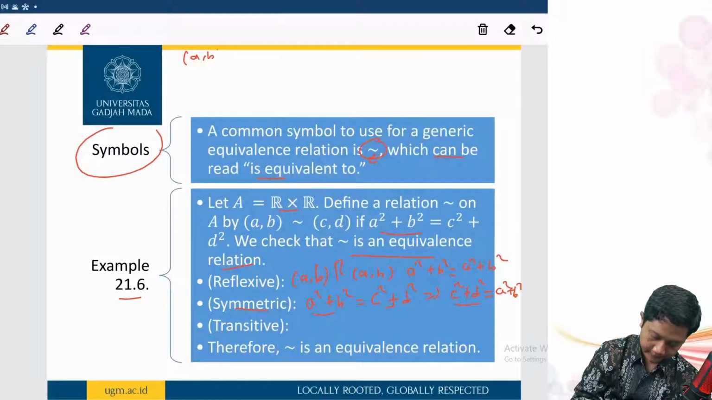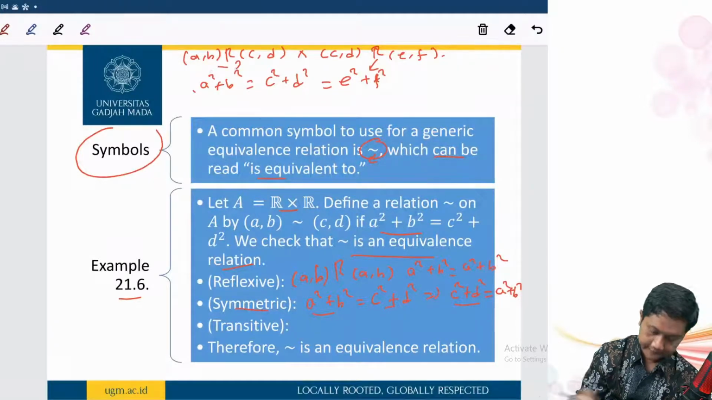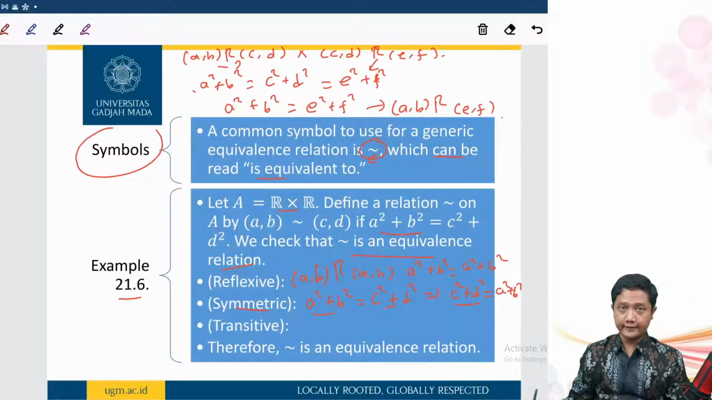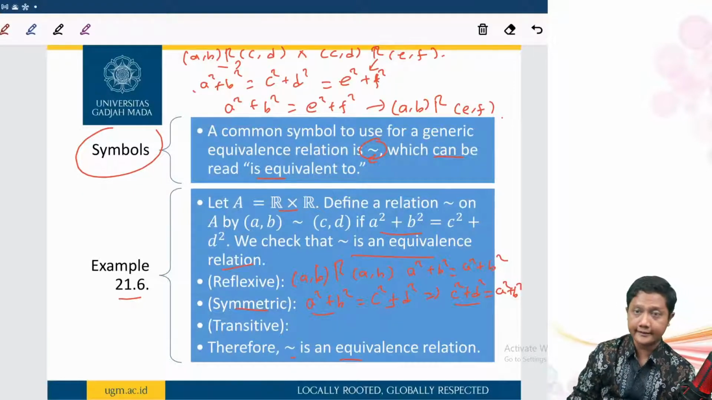So I have (A, B) related to (C, D), and (C, D) related to maybe (E, F). Okay, so I have here A square plus B square equal to C square plus D square, and C square plus D square is equal to E square plus F square. So what we have here is A square plus B square is equal to E square plus F square. So (A, B) is related to (E, F). So that's the idea how to prove that. Okay, and we have this relation is an equivalence relation.